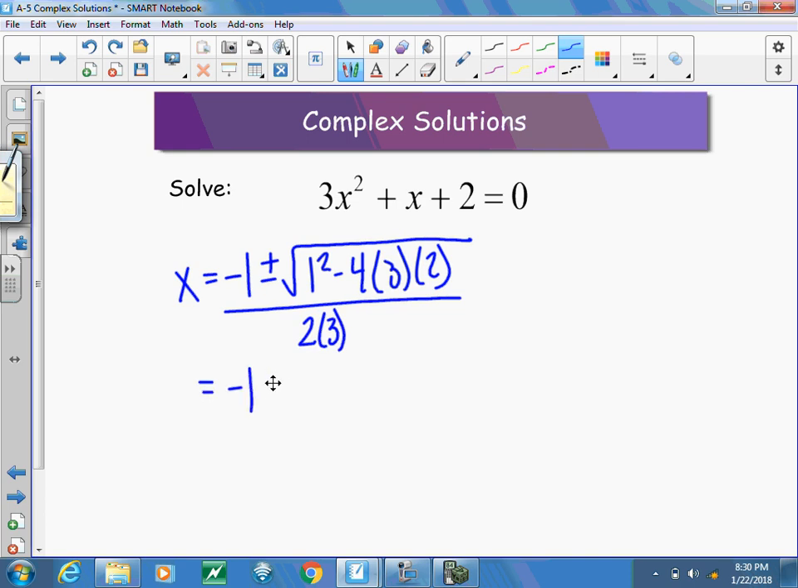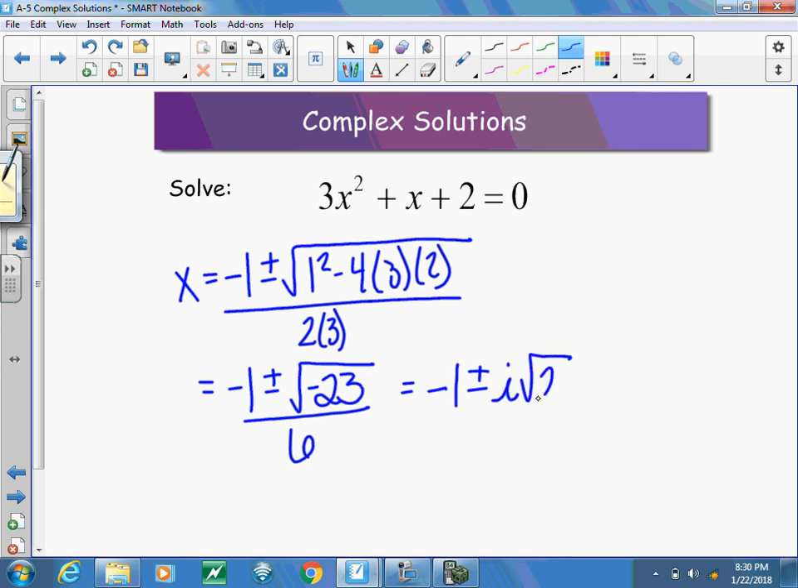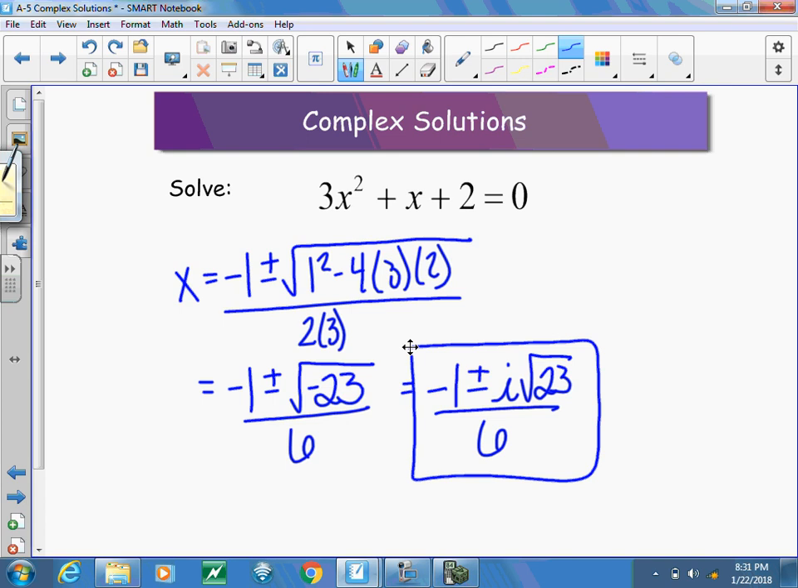So negative 1 plus or minus the square root, and here's our problem, because underneath that square root we get a negative 23. Well, we can't take the square root of negative 23, and so we're going to say that my solutions are negative 1 plus or minus i square root of 23 all over 6. You have the positive solution, and you have the negative solution to go along with it.